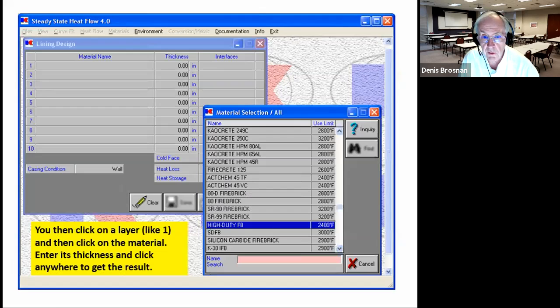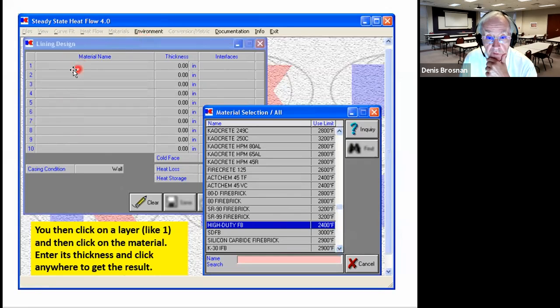Once you've set the environment, then you're going to see a screen like this, and you're going to have different layers. So this particular program allows you up to 10 layers of refractory. An inner layer, which is going to be exposed to the furnace environment, is number one. Then you go toward the outside of the furnace with number two or number three. I've never seen a furnace that took 10 layers of refractory, but anyway, nevertheless, in order to use this, you click on box number one.